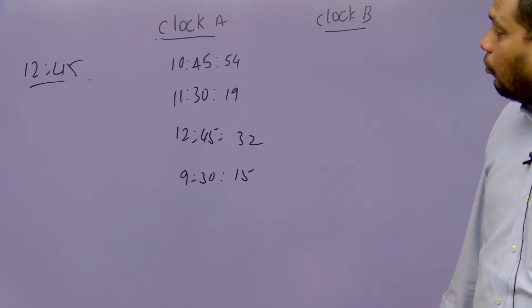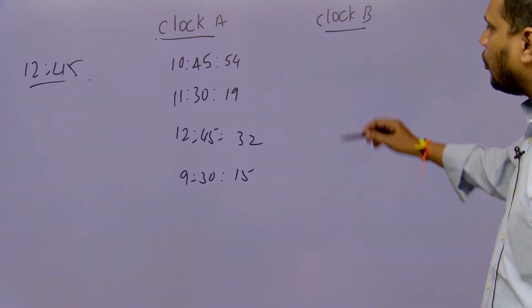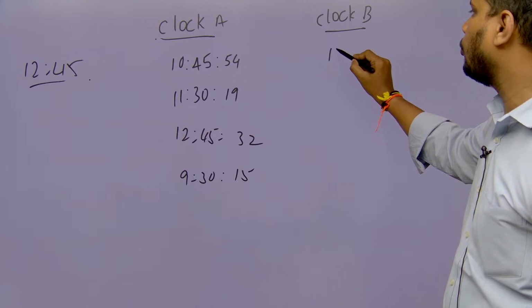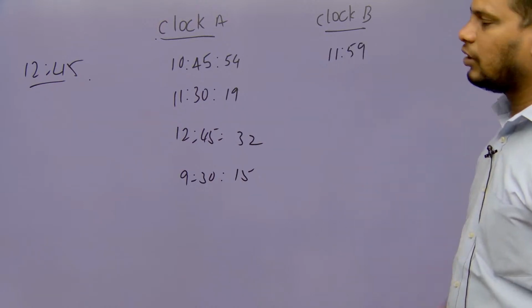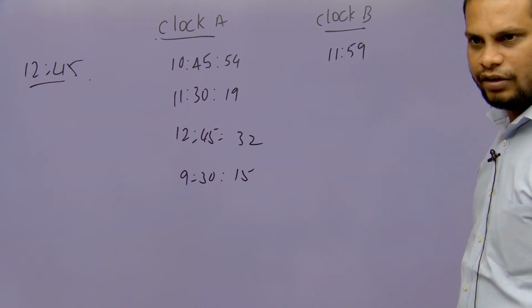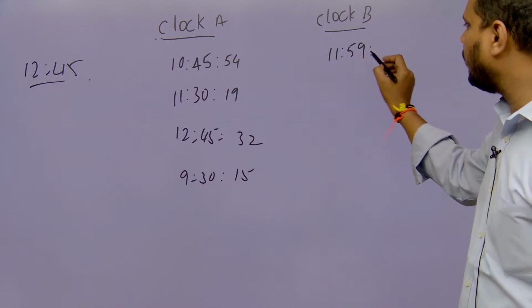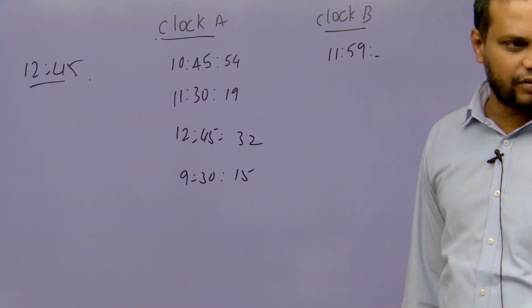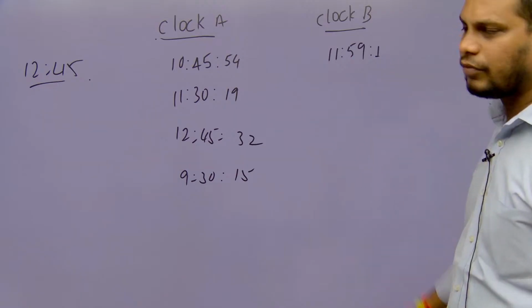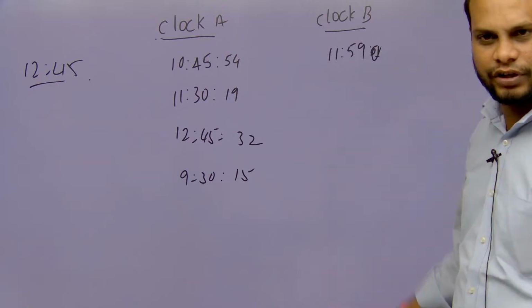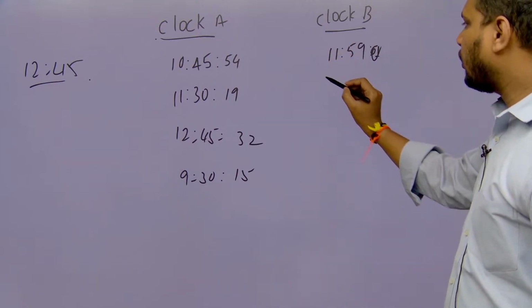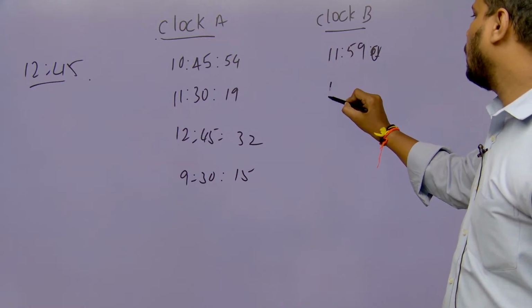Are you clear? Now clock B, you see, clock B. In clock B it is showing like this. For suppose 11:59. Are you clear? It is showing 11:59 and only just one decimal digit is showing. It is only showing one decimal digit, or else 1 second, something like that, or exactly 11:59 it is showing, 11 hours 59. Next it is showing like 12.